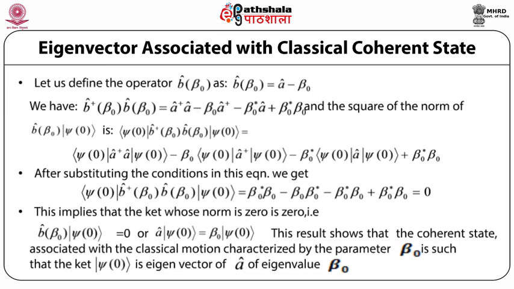Thus, using this definition, we have that operator B†(β0) operator B(β0) turns out to be equal to operator A† times operator A minus β0 times operator A† minus β0* times operator A plus β0* times β0. The square of the norm of operator B(β0) acting on the lowest state, or the ground state eigenvector ψ0, is given by bra vector ψ0, operator B†(β0), operator B(β0), ket vector ψ0.